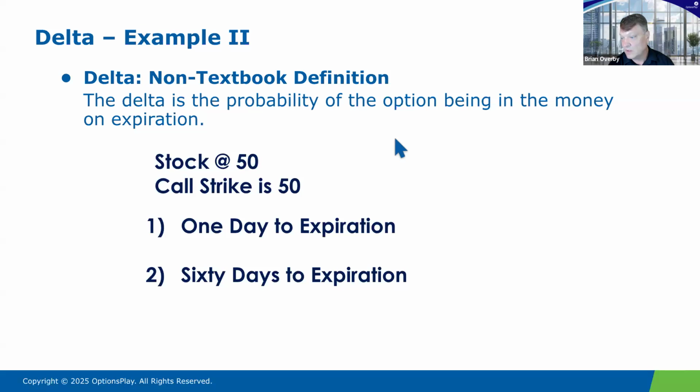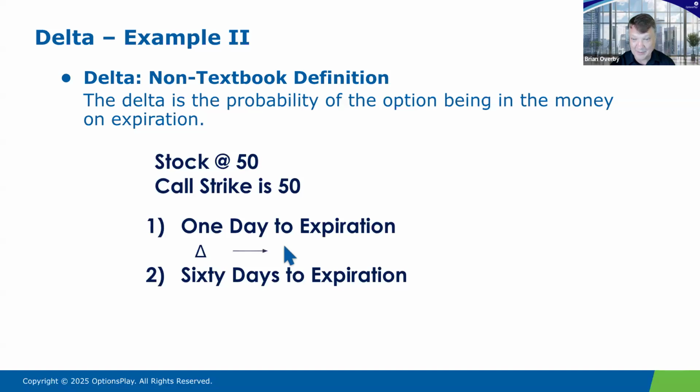So in this scenario, the stock is 50, the strike is 50. We have 1 day remaining to expiration. 1 day. We went from 60 days to 1 day. All right. The delta was what? From 60 days, with the stock at 50 and the strike at 50, what was the delta on that option contract? From 60 days, we said the delta was 0.50.